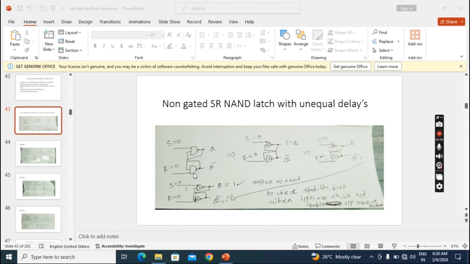For example, this is the SR non-gated NAND latch. It contains two NAND gates. This gate may have some propagation time, and this gate may have some other propagation time. For example, this top gate may have 3 nanoseconds and the below gate 5 nanoseconds, or the top gate may have 5 nanoseconds and the below gate 3 nanoseconds. It means they both may contain different delays, and one can be greater than the other. That is the situation. So in this case, how to analyze the working, we will see now.